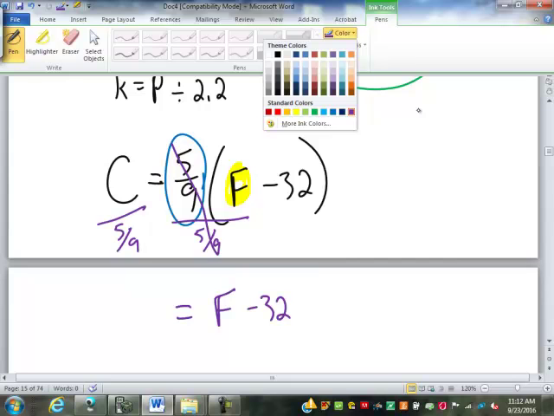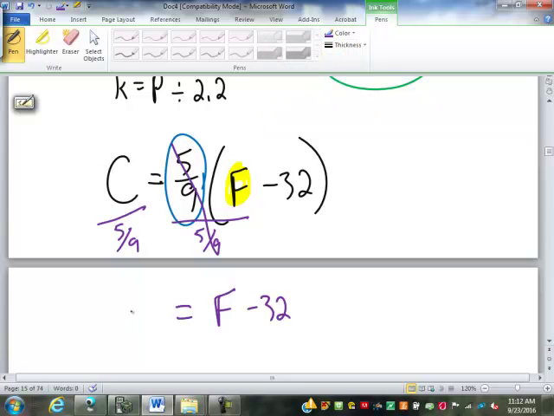Now, on the other side, I divided by 5/9. When I divide by 5/9, remember, dividing by a fraction, we multiply by the reciprocal. So C divided by 5/9 is equal to C times 9/5, the reciprocal of 5/9. So that is 9/5 times C, or 9/5 C.